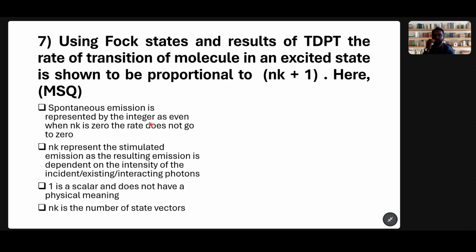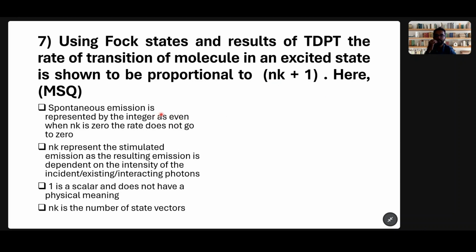So seventh question, using Fock states and results of TDPT, the rate of transition of molecule in an excited state is shown to be proportional to Nk plus 1. So if we have emission and if we have this Nk plus 1 term, here we automatically know that this 1 is a spontaneous emission and your Nk is the stimulated emission. So even if your Nk is 0, it means that the spontaneous emission will keep happening.